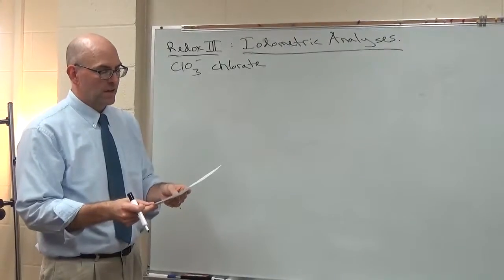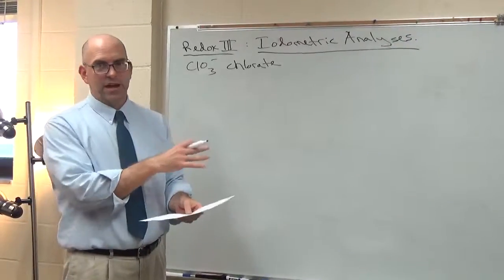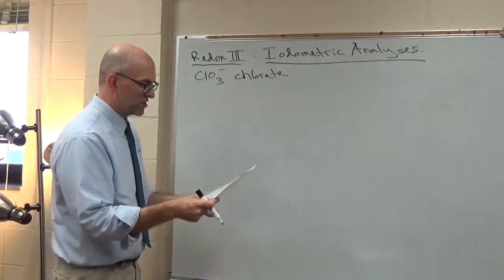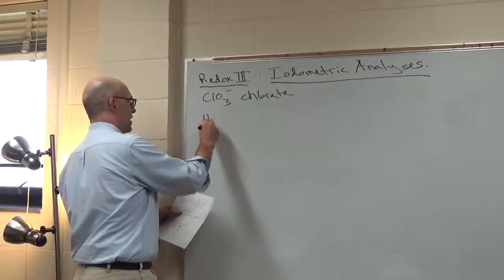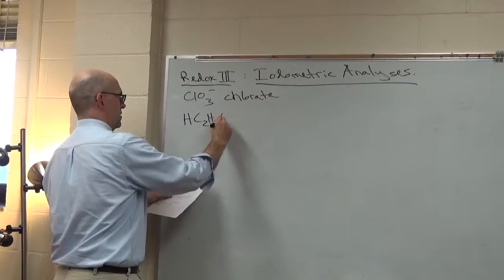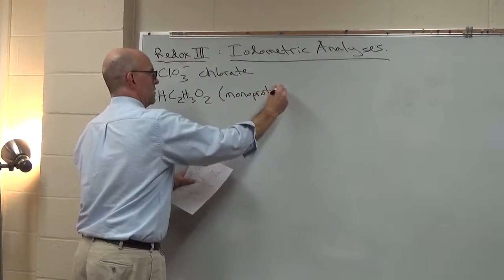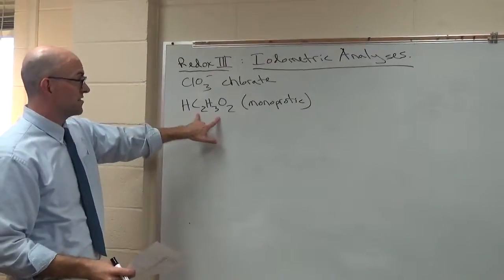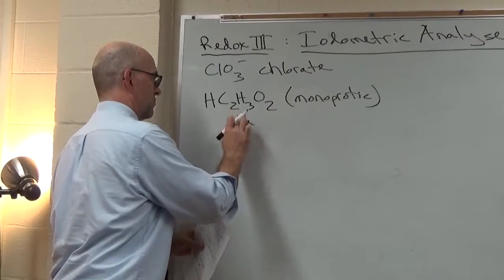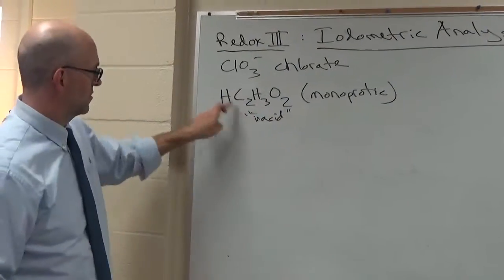So here's the deal. We have to make some assumptions here. We're going to do this in acid. I'm never going to do any of these in base. I'm going to let you figure out how to do the reactions in base. And we're going to do something a little different. Let's assume that acetic acid is our acid. So when we say in acid, instead of just saying H+, it's acetic acid.